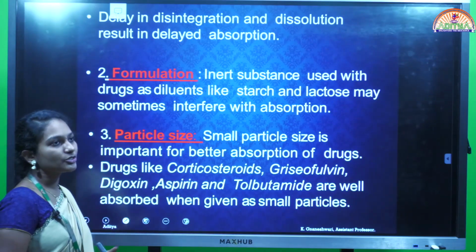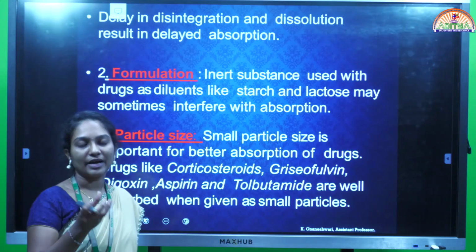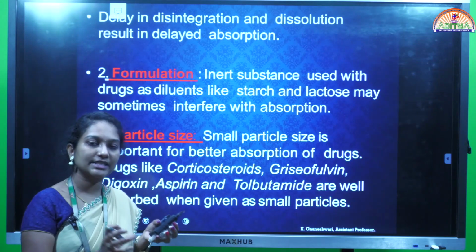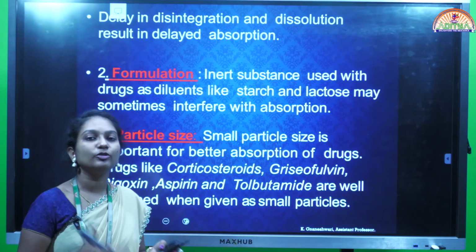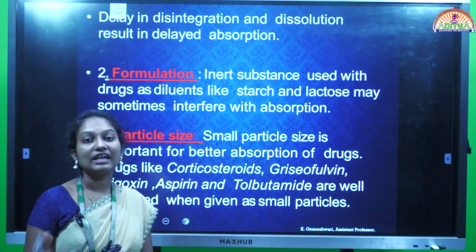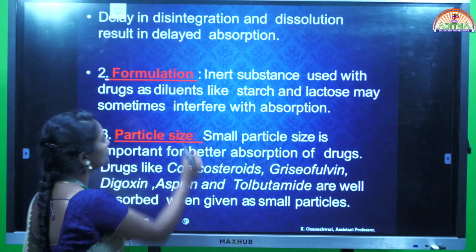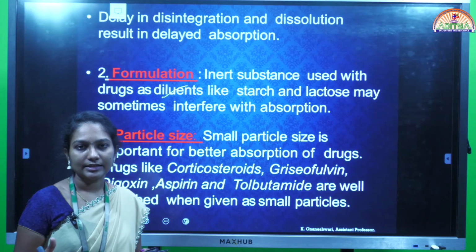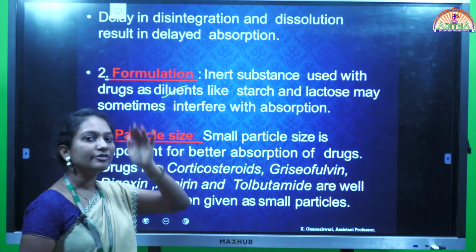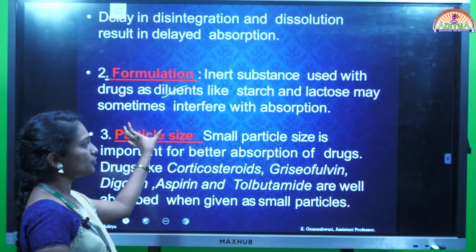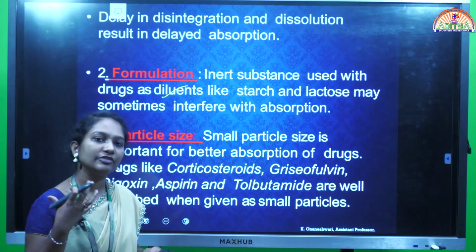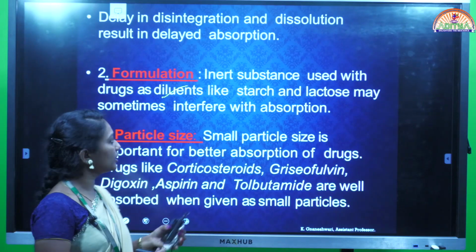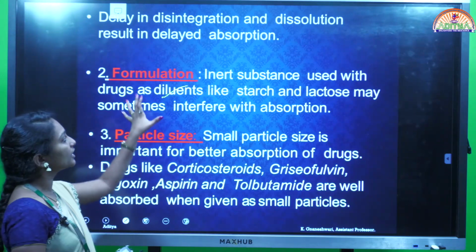And the next one is the formulation. For a drug to achieve a final product, we will not only be mixing the active ingredient, we will also be adding a few excipients or inert, inactive substances, like diluents, binders or disintegrating agents. Those will be the other formulation factors. These could at times interfere with absorption, that is they may either delay or hasten the absorption. So the rate and extent will also depend upon the formulation.